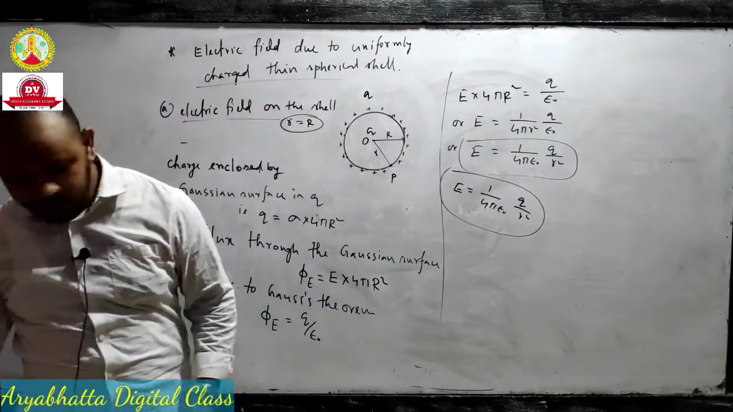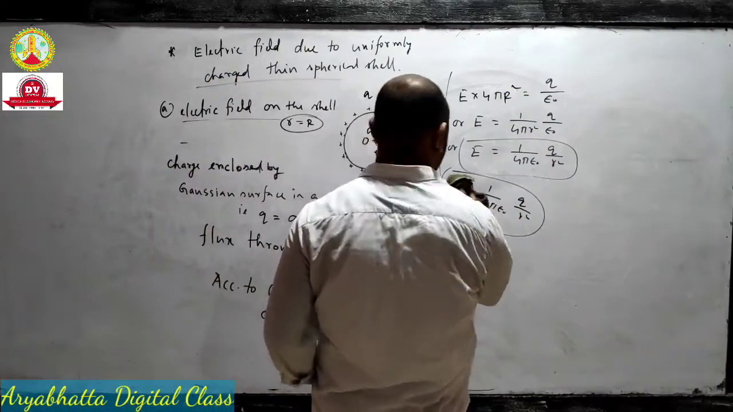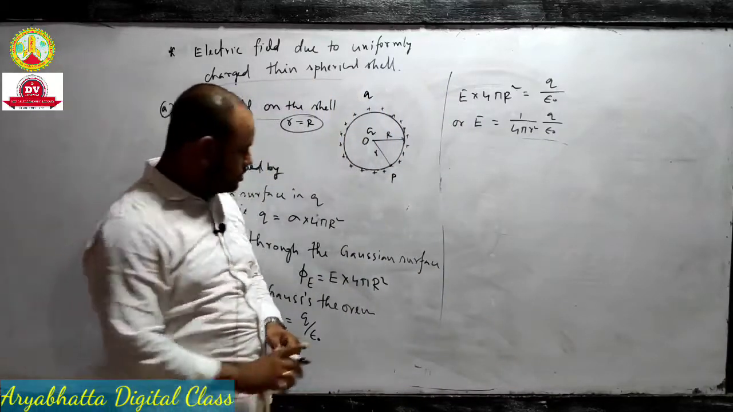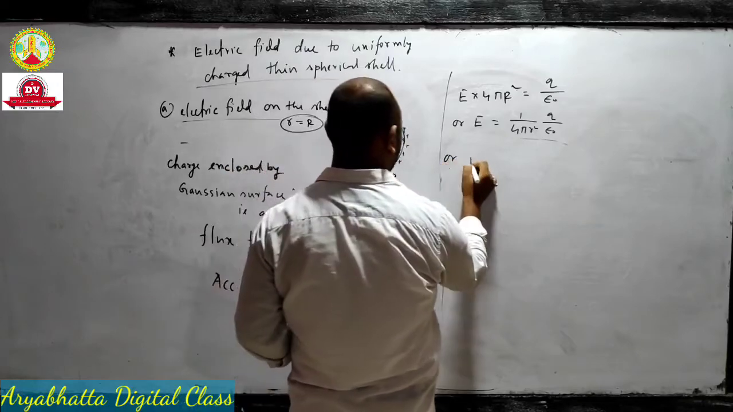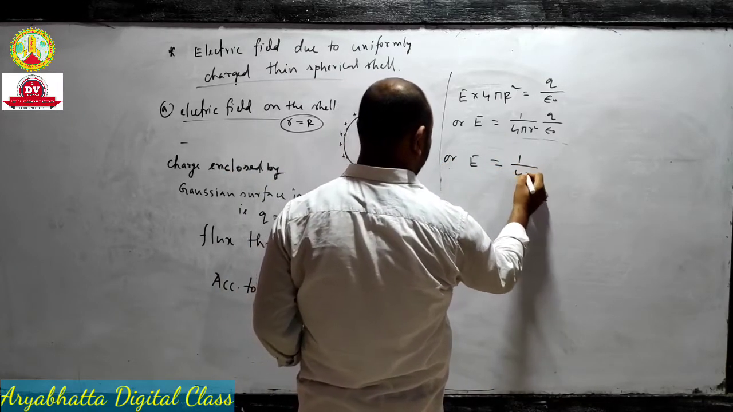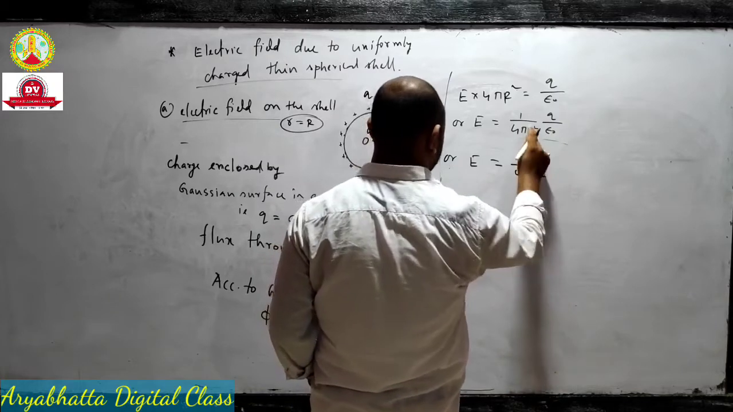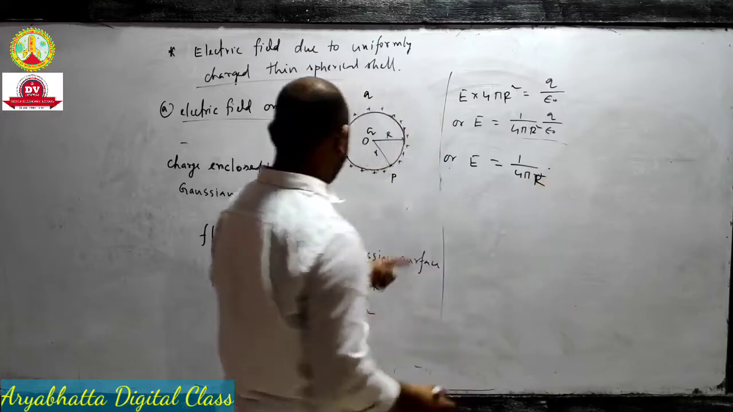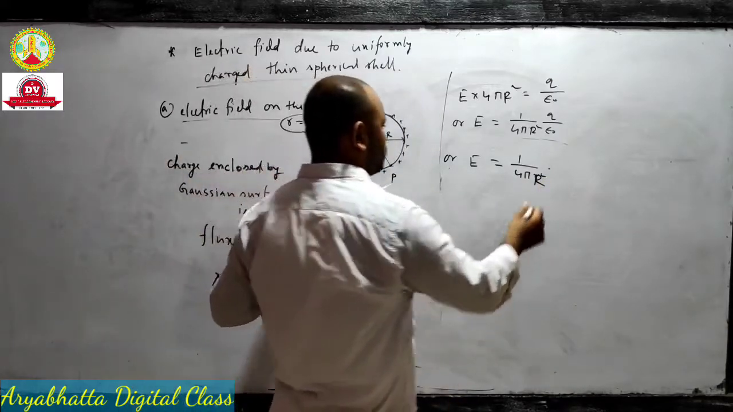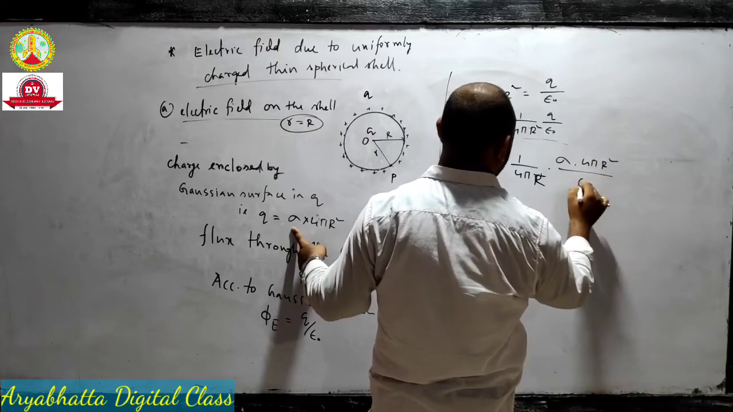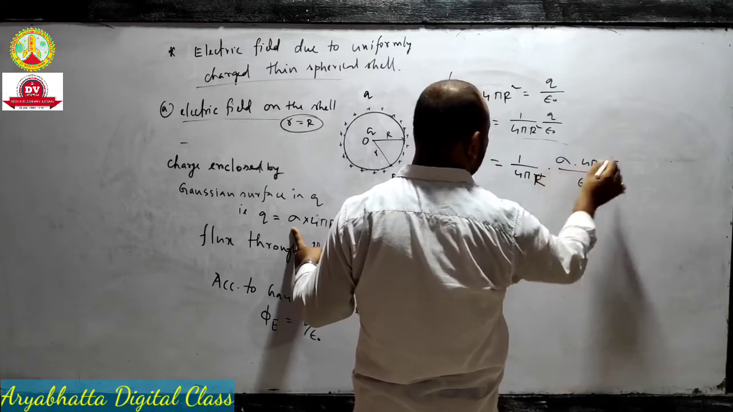In place of q, we can write sigma into 4 pi r square, where this is your capital R. So it is sigma into 4 pi r square divided by epsilon naught. So this 4 pi r square will cancel.